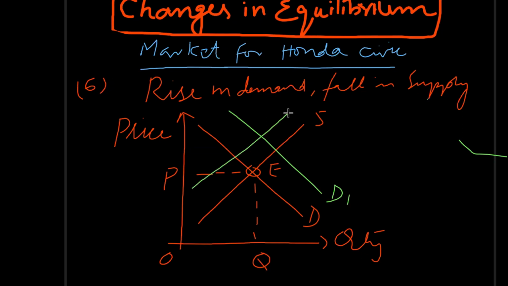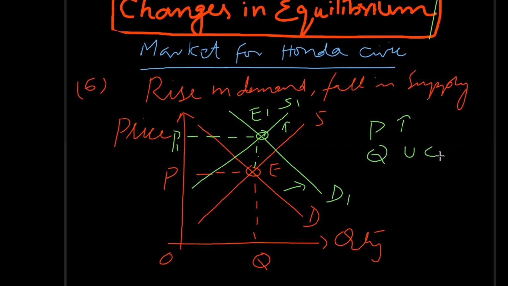Next is fall in supply as a basic principle. Fall in supply shifts supply curve to the left, so new supply curve will be S1, and new equilibrium will take place at point where new demand and supply curves, the green lines, intersect each other at point E1. Now the price of cars has increased to P1 and quantity is almost same, and we can say that quantity is uncertain. So price increased but quantity is uncertain.